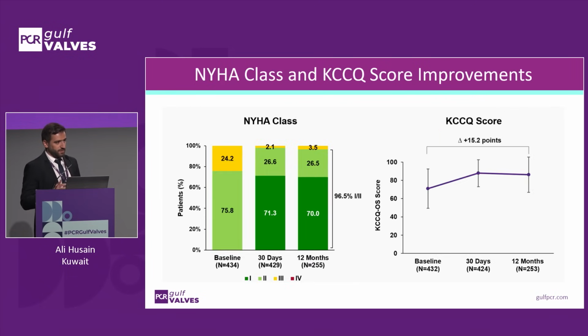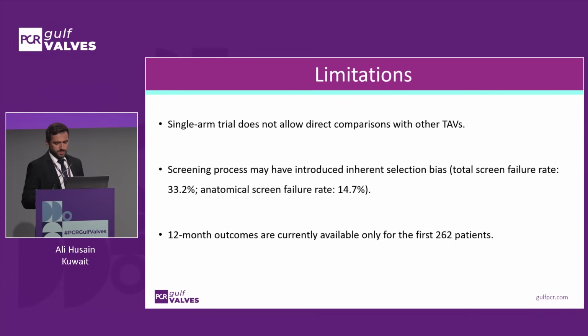Patients reported significant improvement in their symptoms based on the NYHA class as well as the KCCQ score systems. At 12 months, you can see there's really no patients with class 4 symptoms. There was below 4% of patients at 1 year who had class 3. Most patients had class 1 symptoms, so 70% of patients had only NYHA class 1 at 12 months.